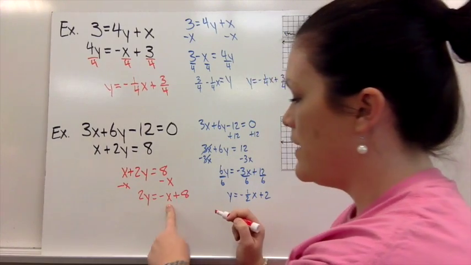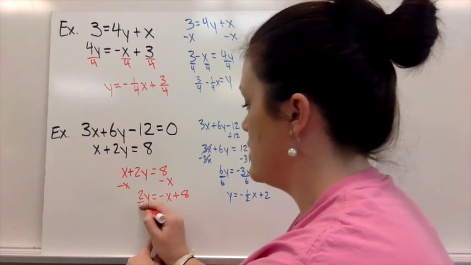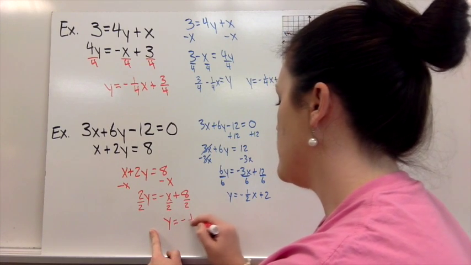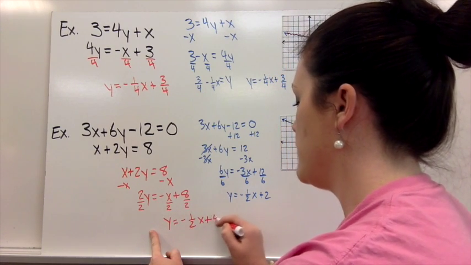I'm going to take the second equation and solve for y. Subtract x. So I've got negative x plus 8 equals 2y. I just need to divide everything by 2. So y equals negative 1/2 x plus 4.